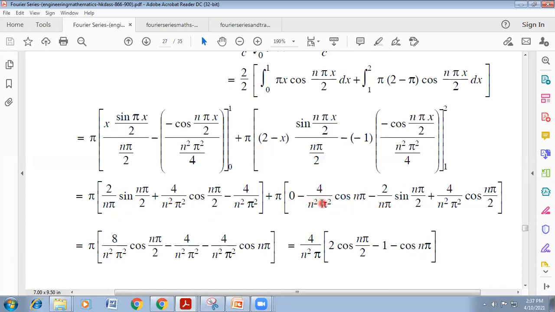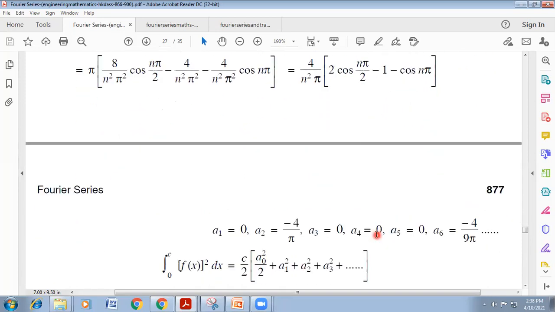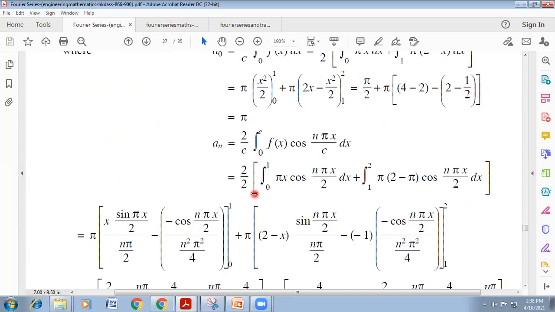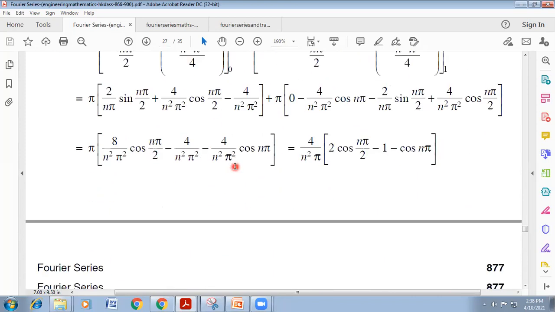So for the cos terms, 4 by n squared pi squared and 4 by n squared pi squared cos, this 4 and this 4 will be 8. Minus 4 by n squared pi squared, and minus 2 by pi this cos term. Only 2 cos n pi by 2 after taking the LCM, and minus 1 minus cos pi. Remember, this is the cos coefficient a_n.